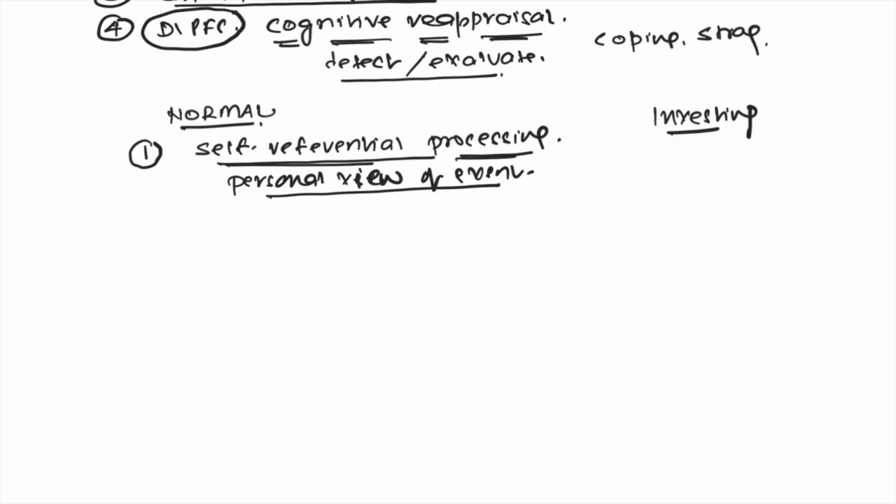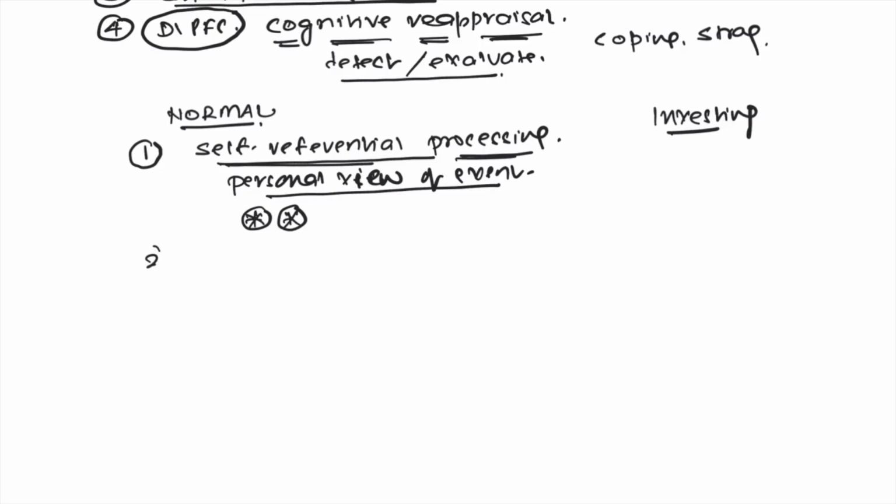So the view of the event is, is this a good investment? You're thinking about it. Or am I doing something really silly and stupid? That's self-referential processing. That usually helps with self-monitoring.